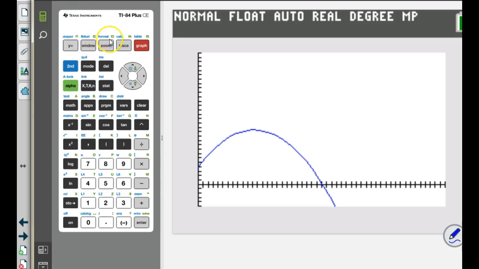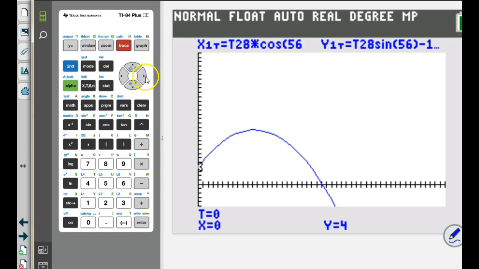All right, so trace along. How far away does the ball land? How close can you get? Ooh, this is pretty good. 0.18. It's almost 0, right? 25 feet away. These are only going to be an estimate.